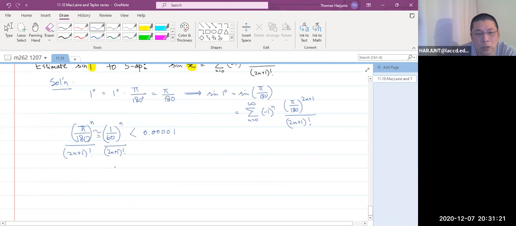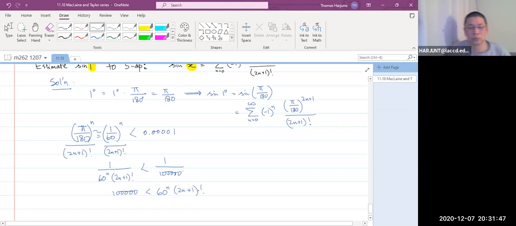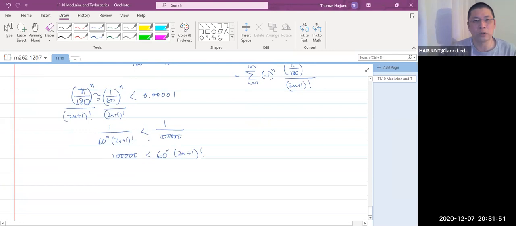Okay, in other words, if I change it into this, 1 over 60 to the n times (2n plus 1) factorial should be less than 1 over 100,000. I need to find how many terms first. So 100,000 should be less than 60 to the n times (2n plus 1) factorial. Then from there you estimate. I think n equals 3 is good enough.